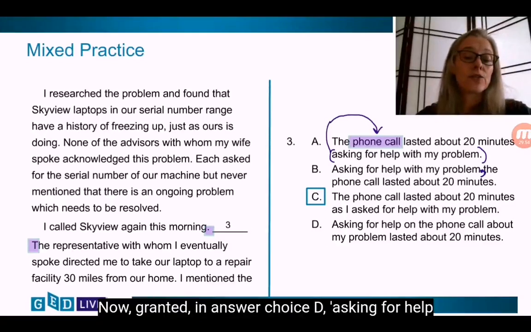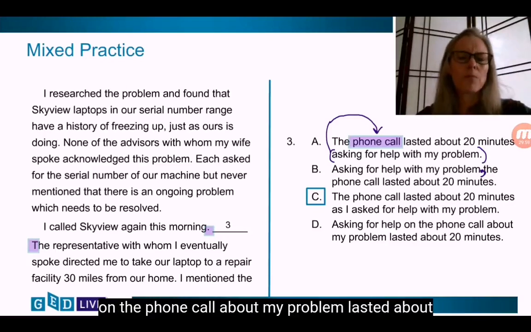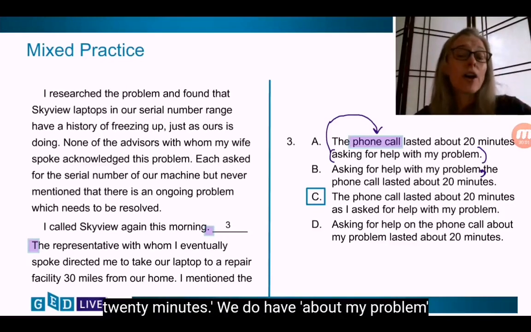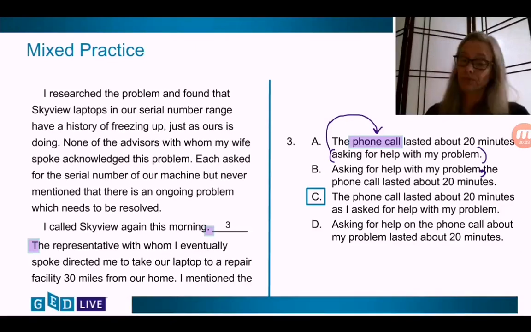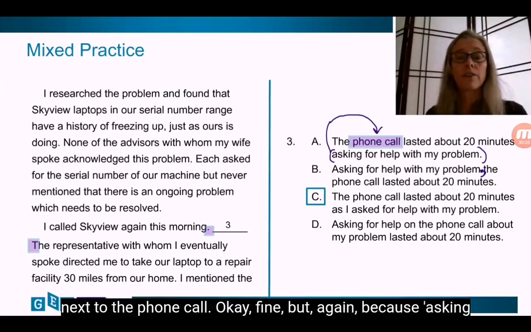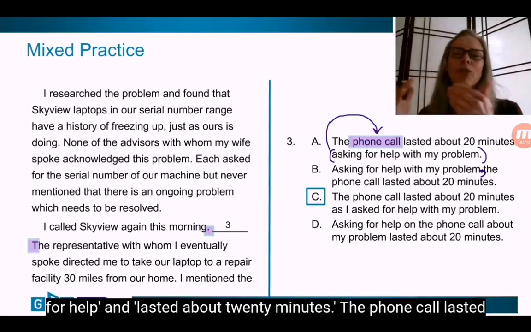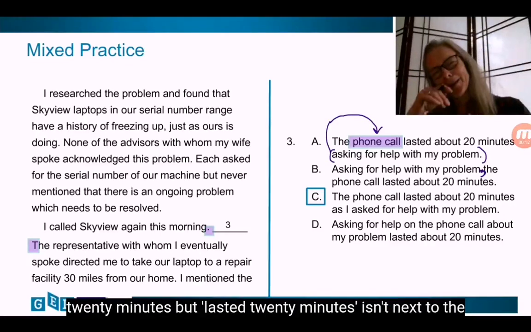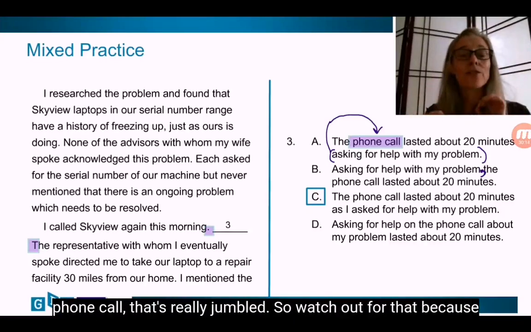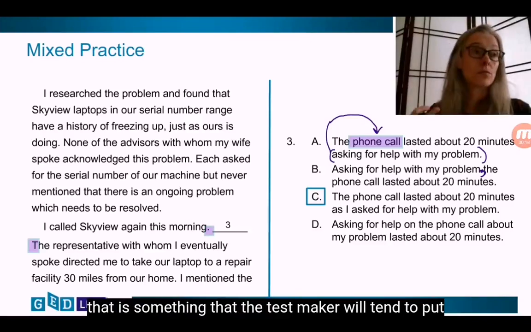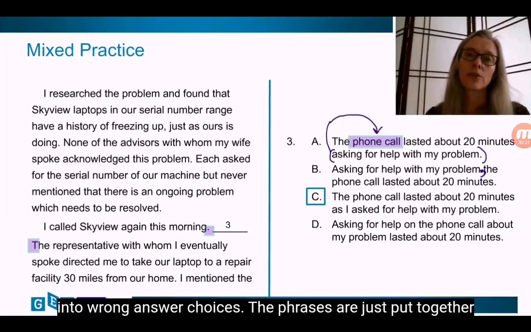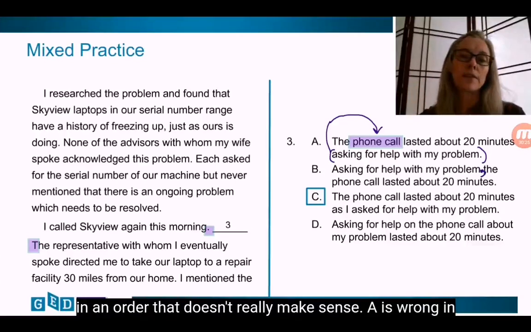Now, granted in answer choice D, asking for help on the phone call about my problem lasted about 20 minutes. We do have about my problem next to the phone call. Okay, fine. But again, because asking for help and lasted about 20 minutes, the phone call lasted 20 minutes, but lasted 20 minutes isn't next to the phone call. That's really jumbled. So watch out for that, because that is something that the test maker will tend to put into wrong answer choices. The phrases are just put together in an order that doesn't really make sense.